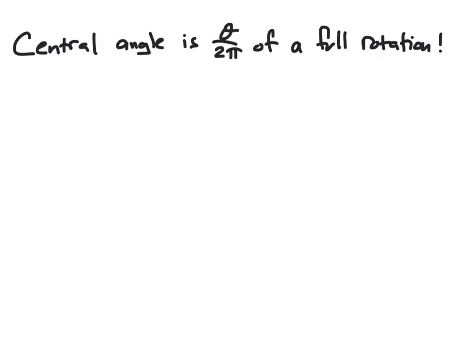The key to deriving formulas for the arc length and sector area is that the central angle in that picture is theta over 2 pi of a full rotation. That fraction theta over 2 pi can be seen by realizing that the central angle is theta radians and the full rotation is 2 pi radians. And so taking theta divided by 2 pi will give us the fraction of a full rotation of that central angle. In particular, this tells us that the arc length S is going to be the same fraction, theta over 2 pi, of the circumference of the circle.